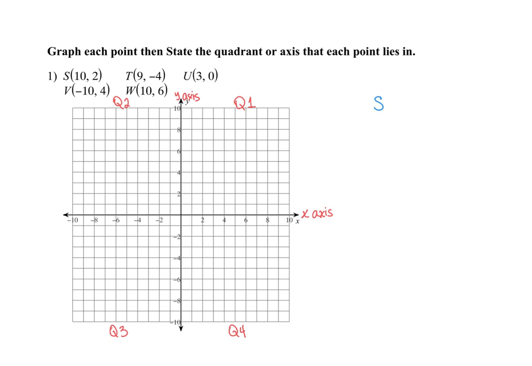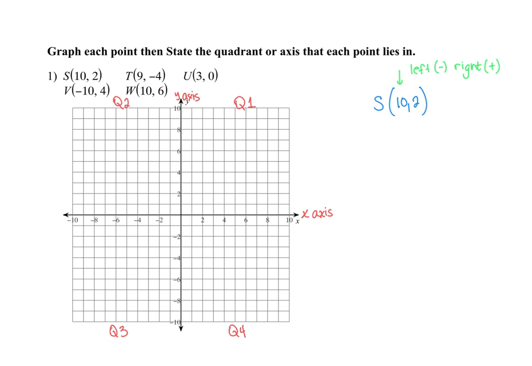The very first point they give us is (10, 2) here. So you need to make sure you understand the coordinate plane, quadrants 1, 2, 3, and 4, the x and y axis, and then how to plot these. The first coordinate, that 10, tells you left and right movement. So this first coordinate always tells you left or right. Left is going to be negative, right is positive.